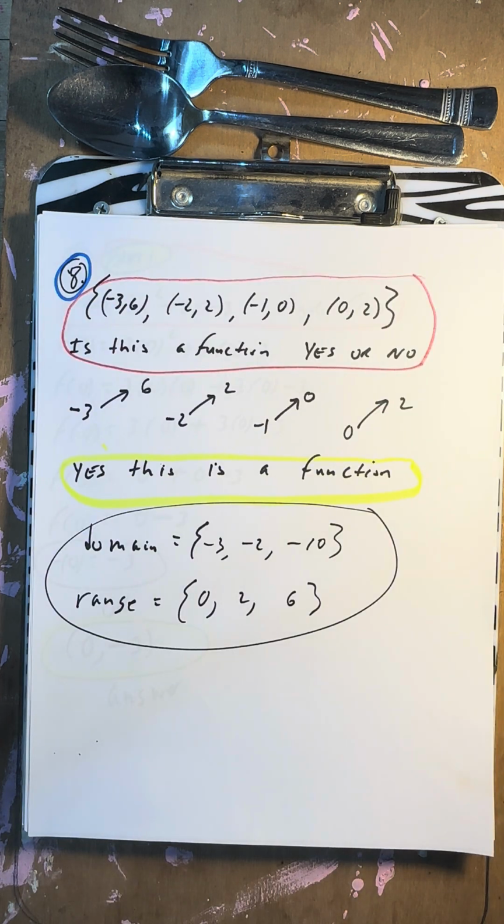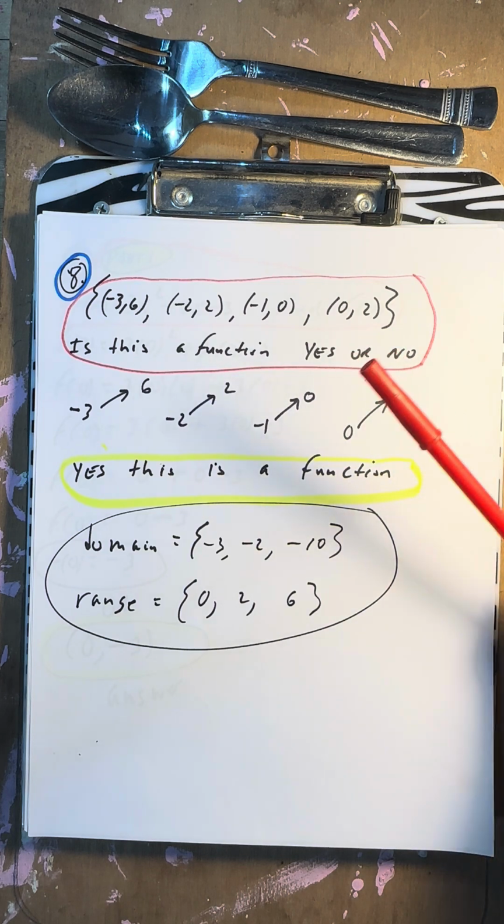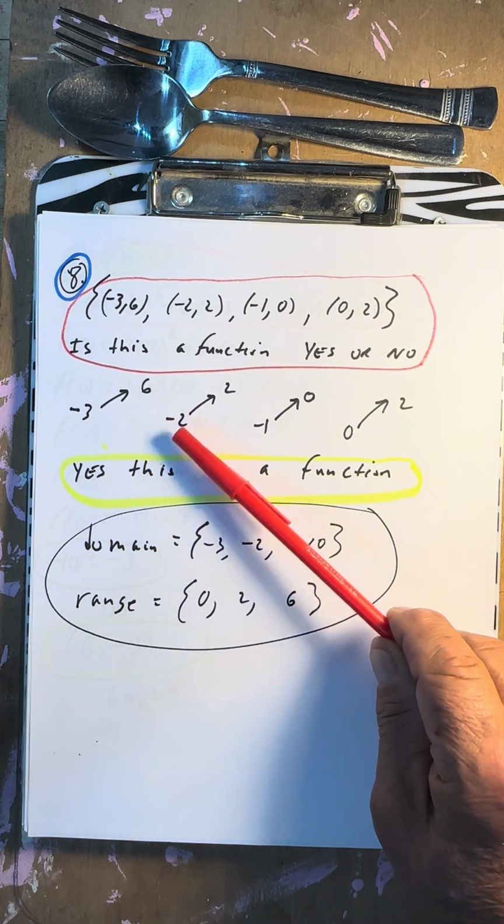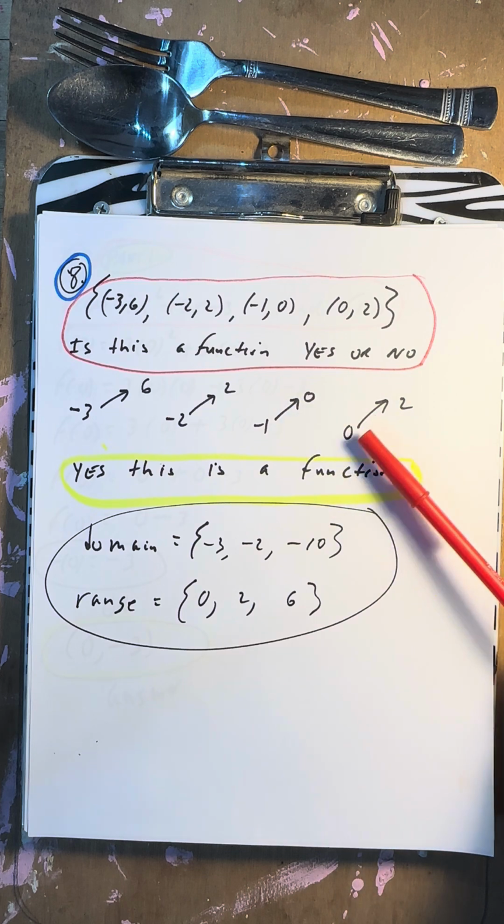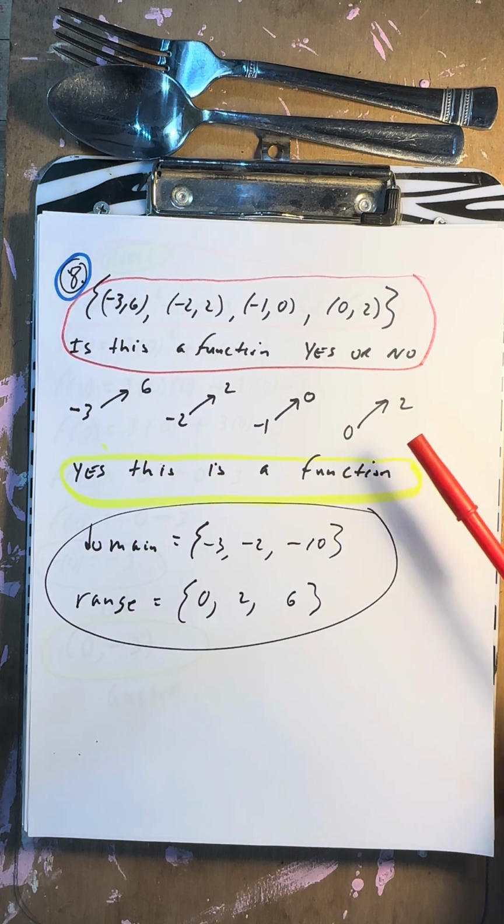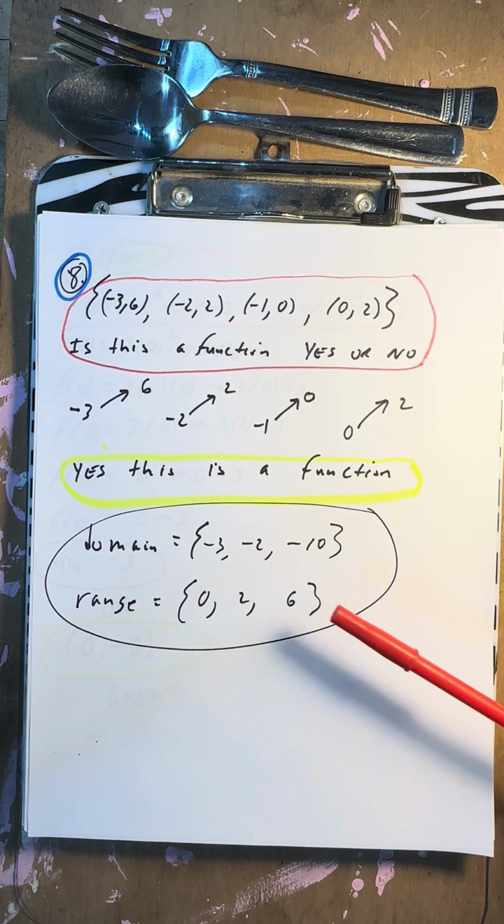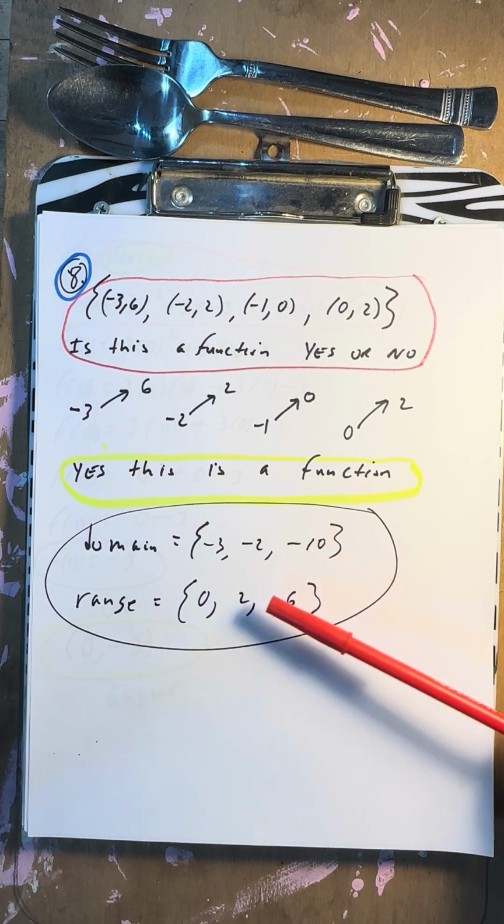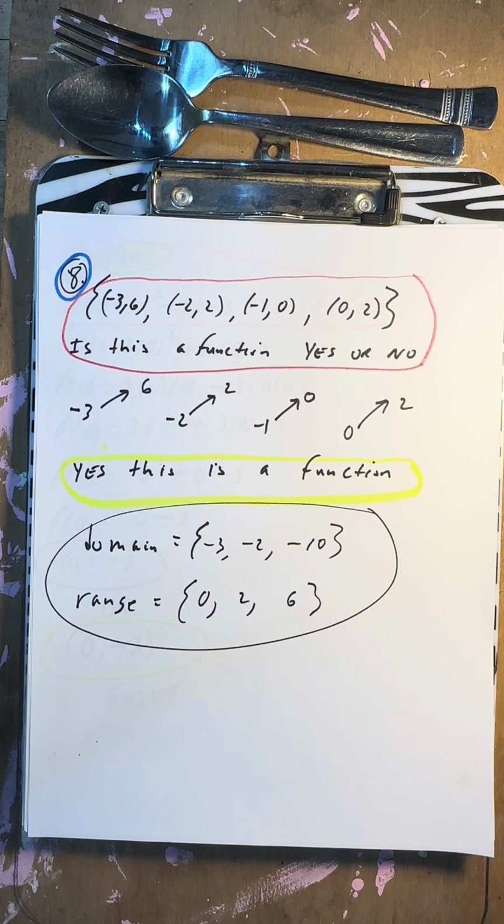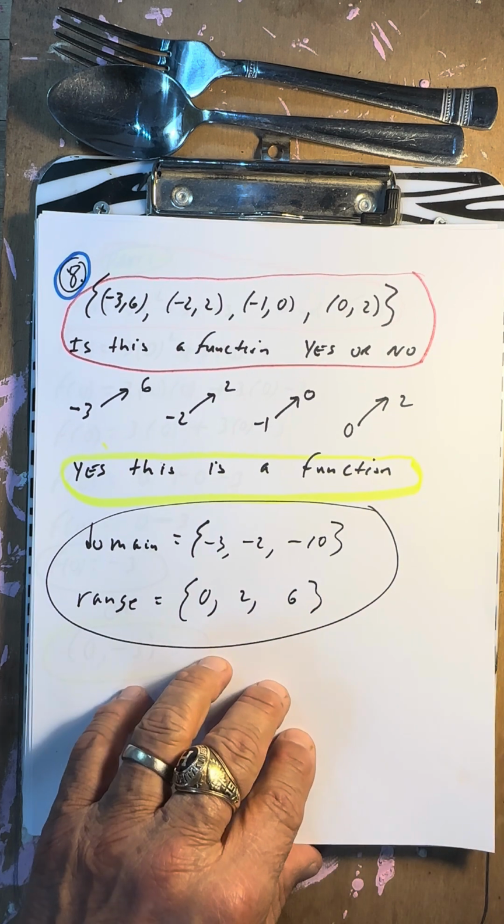But this one, is that a function? Let's see. Negative 3 goes to 6, negative 2 goes to 2, negative 1 goes to 0, 0 goes to 2. Yes, this is a function. All the first numbers go to just one number, that's it. Domain: negative 3, negative 2, negative 1, 0. The range: 0, 2, and 6. There's the domain and the range. Okay, yes, this is a function.